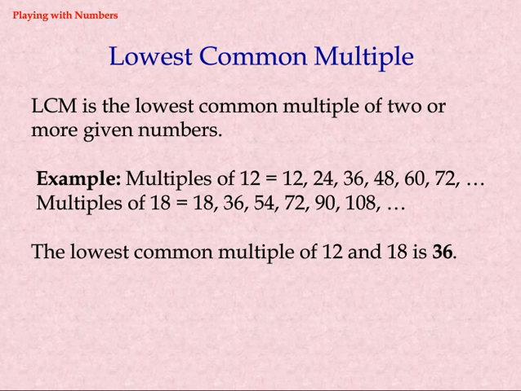Lowest common multiple. LCM is the lowest common multiple of two or more given numbers. Example, multiples of 12 equal 12, 24, 36, 48, 60, 72. Multiples of 18 equal 18, 36, 54, 72, 90, 108. The lowest common multiple of 12 and 18 is 36.